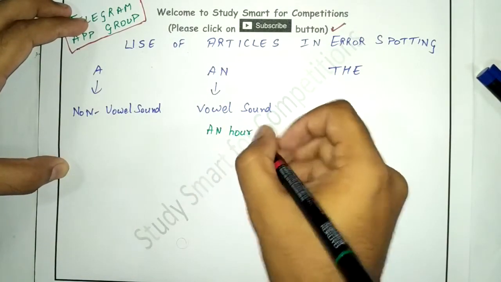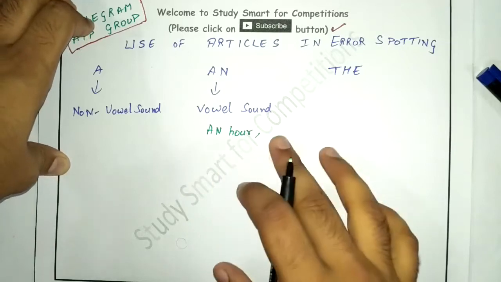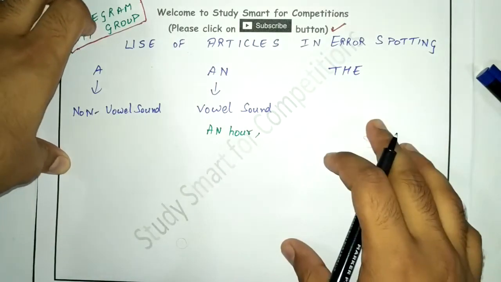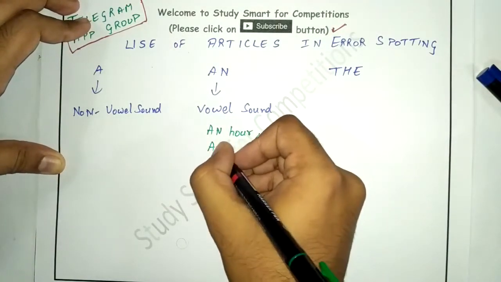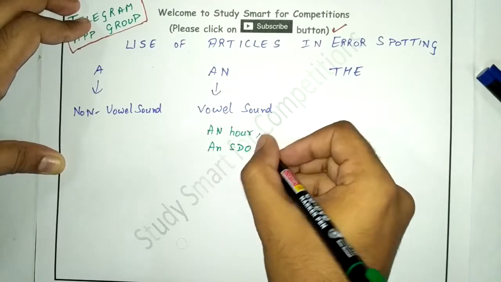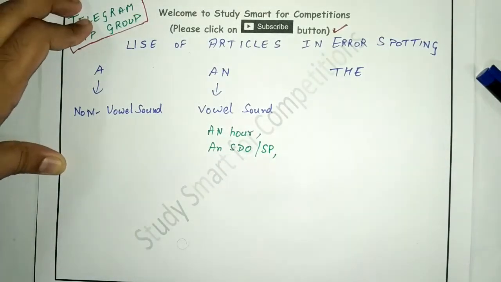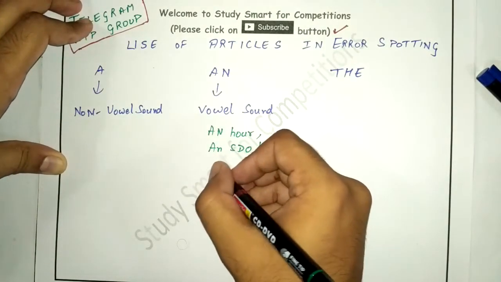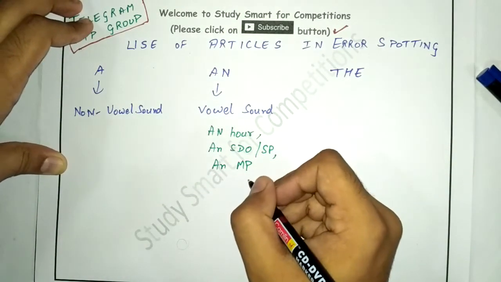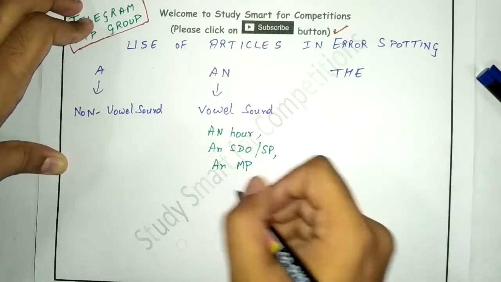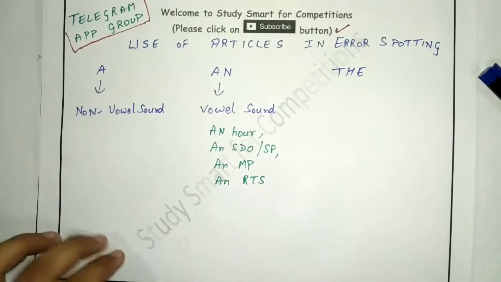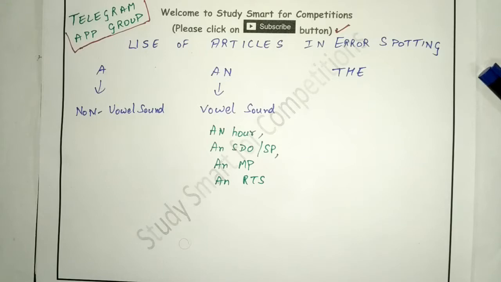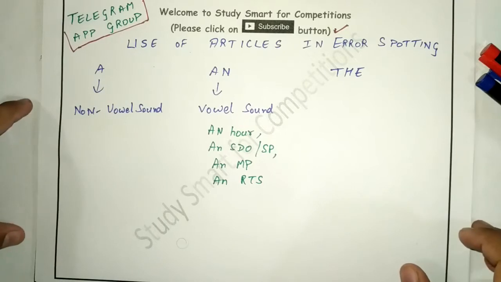You can say an are. This example is a very normal one. I'll give you some examples which would probably be out of your vision, like an SDO, an SP, an MP, and an RTS. You can see that these words do not start with any of the vowels, but still they have an as their prefix.